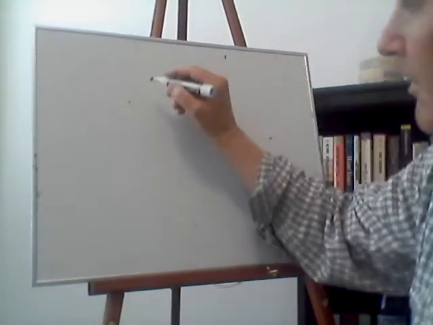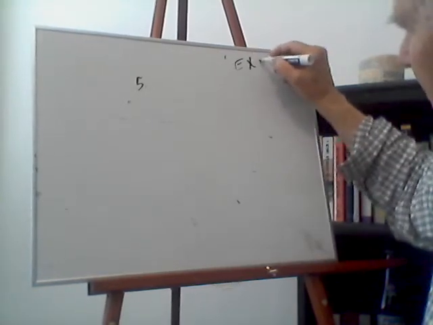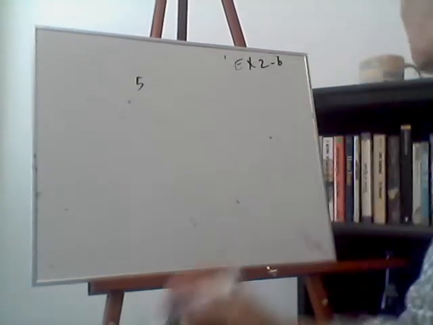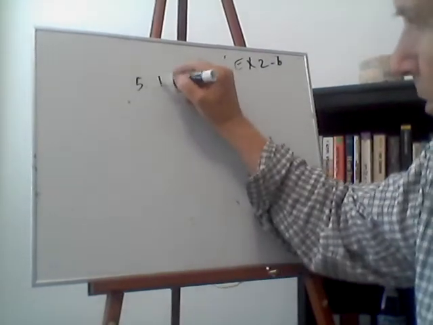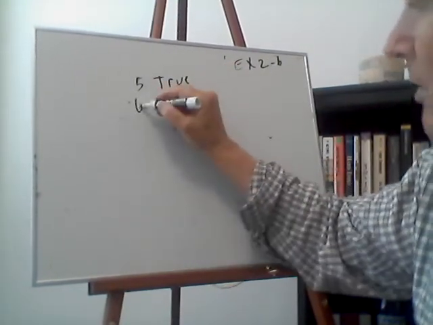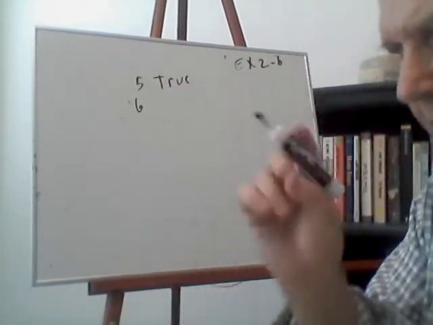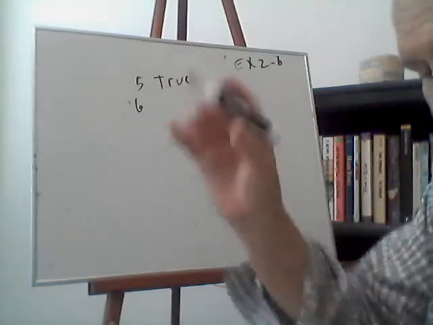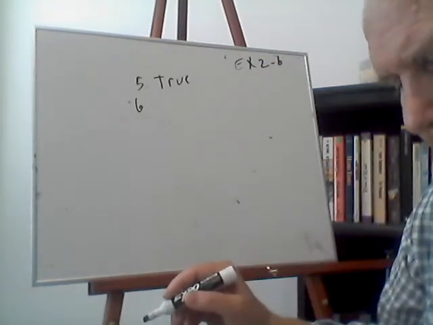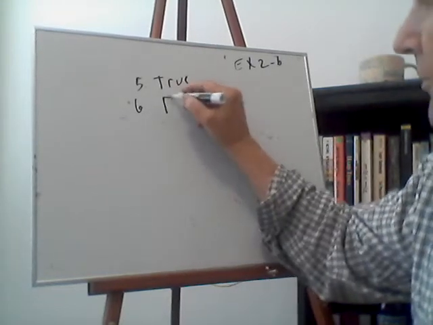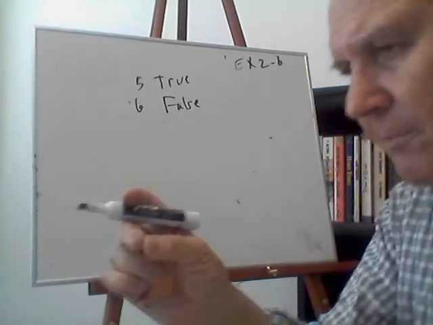Okay. Number 5. A sound argument cannot have a false conclusion. 5 is true. By definition, a sound argument is valid, it has all true premises, and it has a true conclusion. Number 6, strong and weak are absolute terms. False. Strong and weak are not absolute terms. It's a matter of degree.